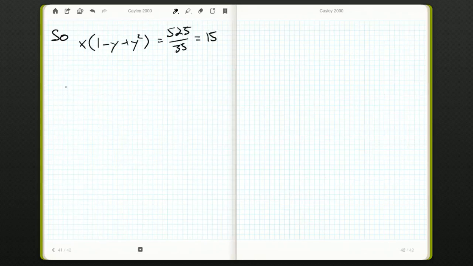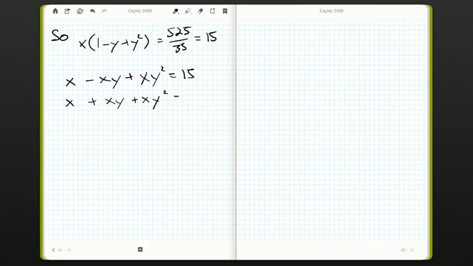Okay, so I could expand that out and say x minus xy plus xy squared is equal to 15, and this looks very similar to our original equation, or one of our original equations, which was x plus xy plus xy squared is equal to 35. So we have a difference of 20 here. So I can take one equation and subtract it off the other. We'll label these guys.